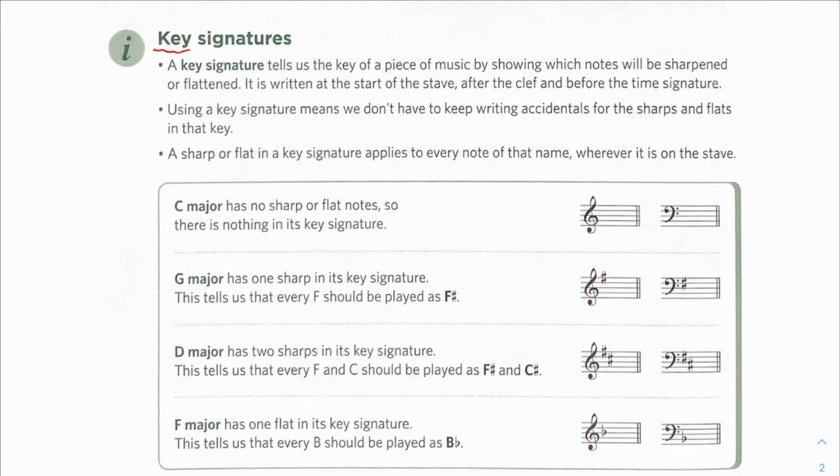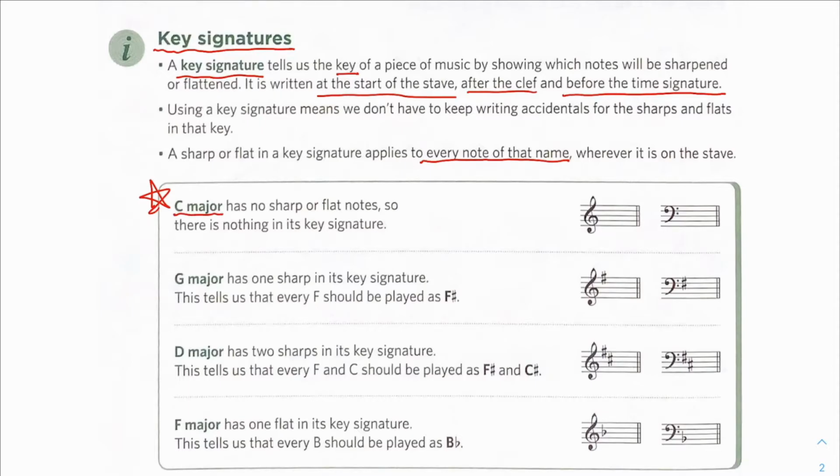Next, key signatures. A key signature tells us the key of a piece of music by showing which notes will be sharpened or flattened. It is written at the start of the staff, after the clef, and before the time signature. Using a key signature means we don't have to keep writing accidentals for the sharps and flats in that key. A sharp or flat in a key signature applies to every note of that name wherever it is on the staff.